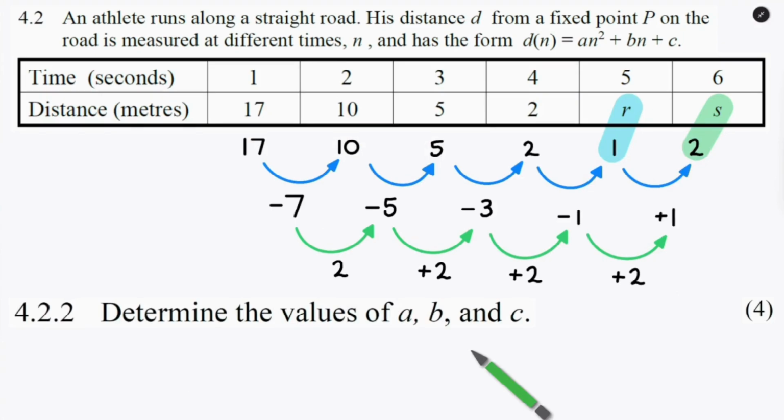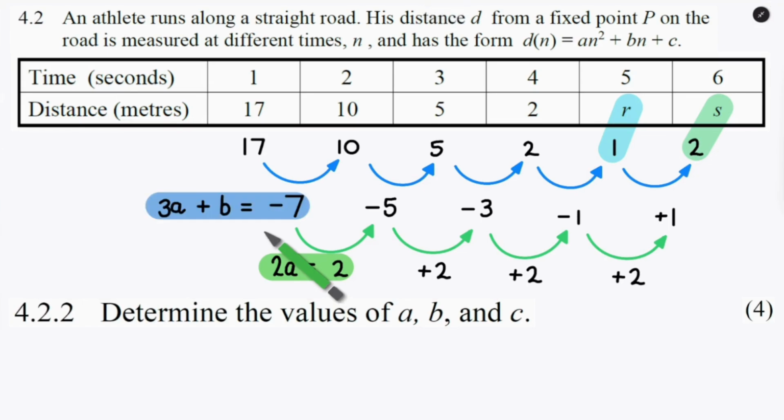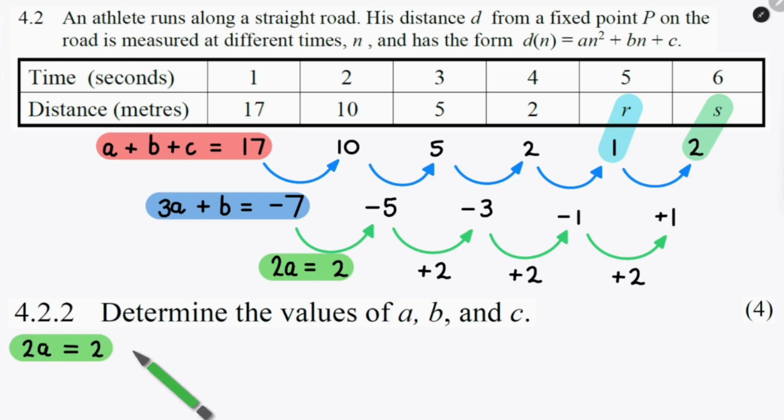Next up, we need to determine the values of a, b, and c, which are situated in our general equation over here. So we're going to need to get the general equation and read them off. And to get the general equation, I'm going to remind you of those 3 formulas from earlier. First one is 2a equals the bottom number. Your second one is 3a plus b equals the middle one. And the third one is a plus b plus c equals my first term. So we're going to start off down here. 2a equals 2. Divide both sides by 2 and we get a to be 1.